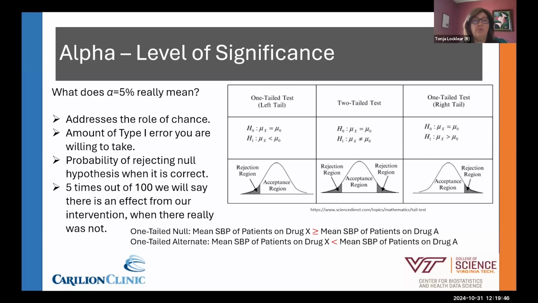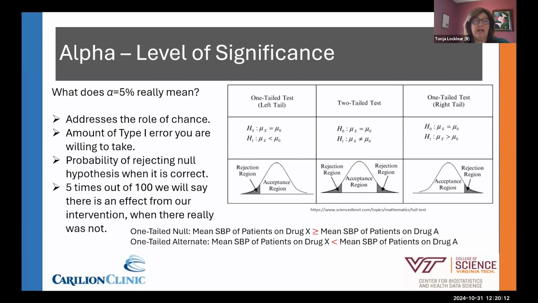In this case, if we have a two-tailed test, which is very similar to what we were just saying, the drug is going to make some difference, but we don't know whether that difference is going to be higher in the systolic blood pressure or lower. So we would have what's called a two-tailed test. In a two-tailed test, your 5% alpha is split in half. So 2.5% is on one side and 2.5% is on the other.